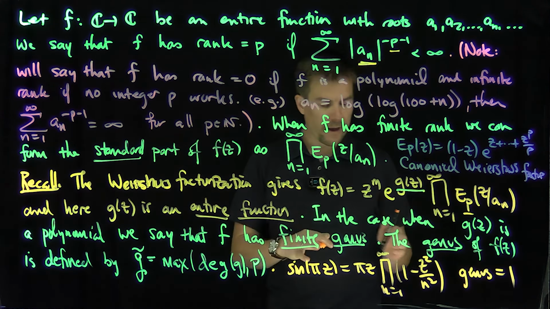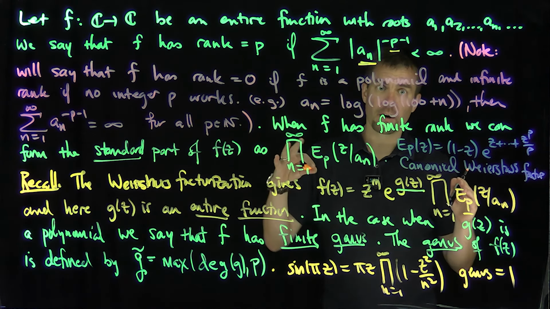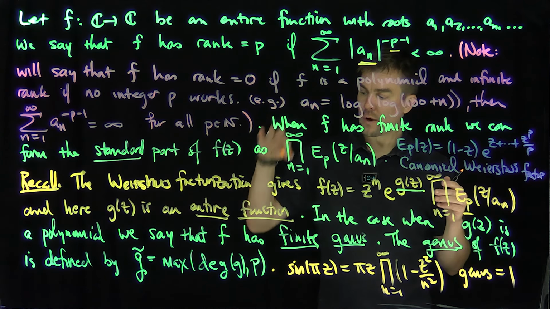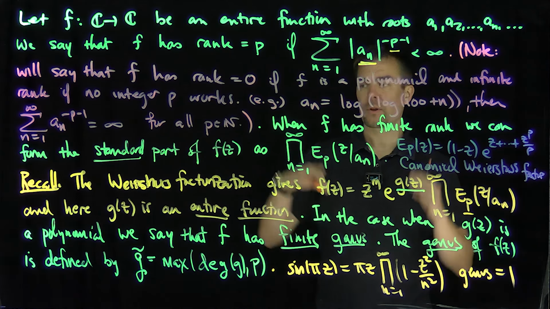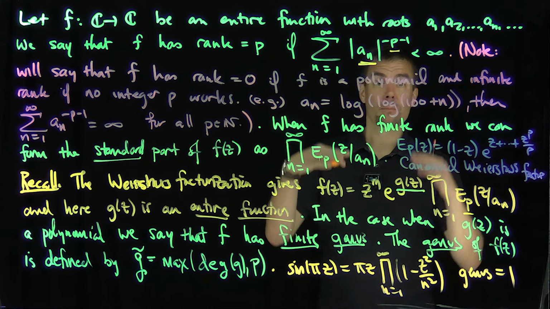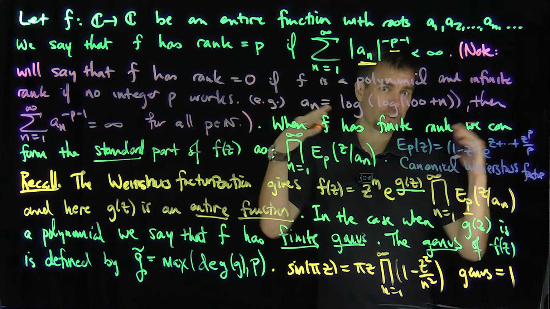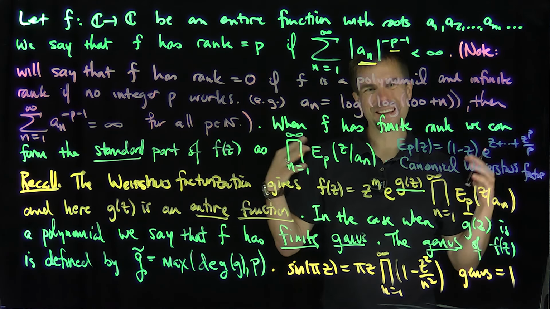We will analyze these things carefully. Now we have rank and genus, and next we'll talk about order. Order is an estimate, and all these things turn out to be very closely related to each other. We will prove the Weierstrass factorization theorem, which gives us all sorts of useful facts about the range of entire functions. Thank you very much.